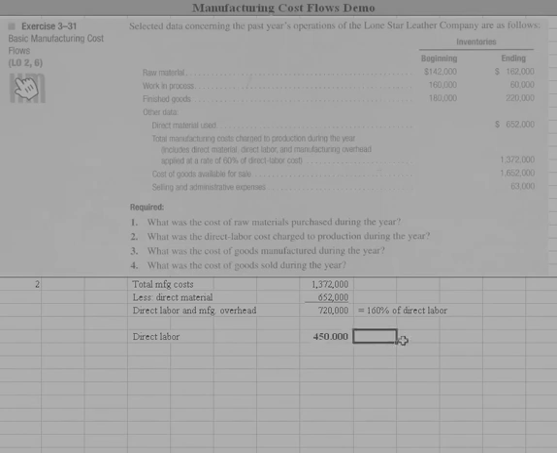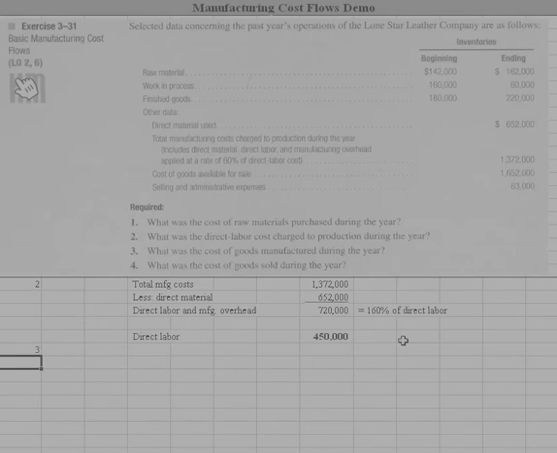Now, to prove that, we could take the 450,000 times the 1.6, which would be the 60% overhead and the 100% that represents the direct labor, and that equals the 720. So there's a proof that we did that correctly. Okay, let's go on and answer the third requirement.